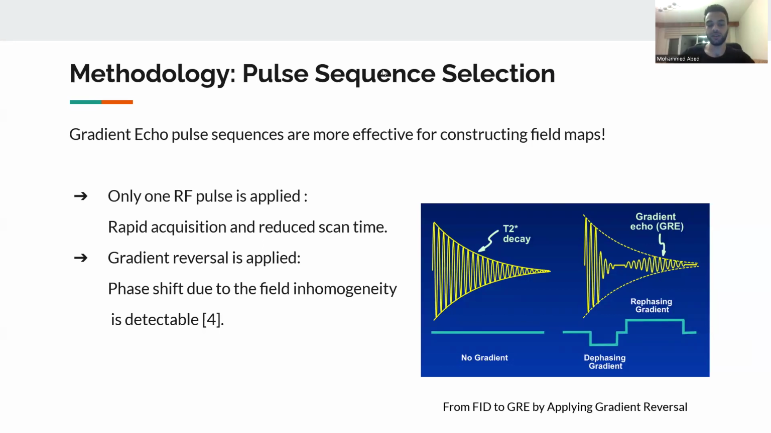I chose the gradient echo because of 2 reasons. The gradient echo is constructed by a single RF pulse with a gradient reversal. The single RF pulse makes the acquisition faster and reduces the scan time. And the gradient reversal does not affect the phase shift, so the field inhomogeneity can be detected.